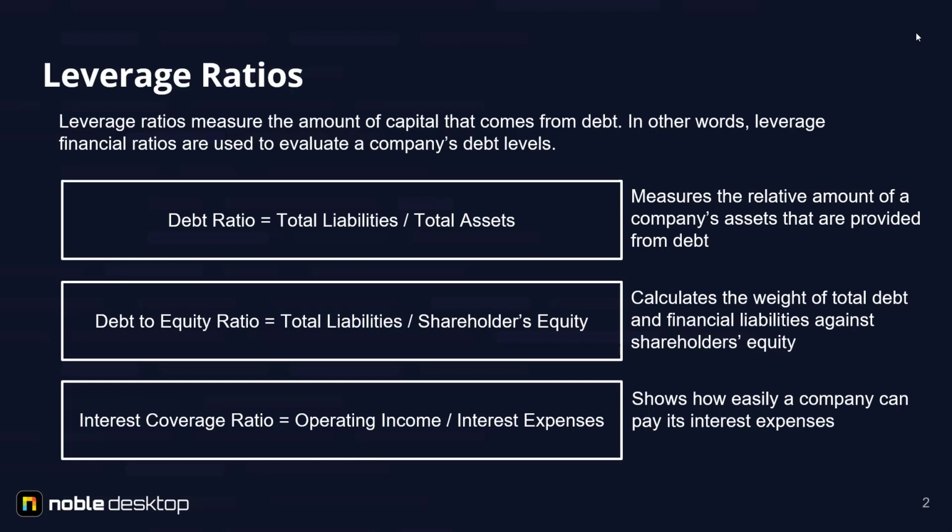Interest coverage ratio shows how easily a company can pay its interest expenses, and it's calculated as operating income divided by interest expenses. Generally, an interest coverage ratio of at least 2 is considered the minimum acceptable amount for a company that has solid, consistent revenues. Analysts prefer to see a coverage ratio of 3 or better.